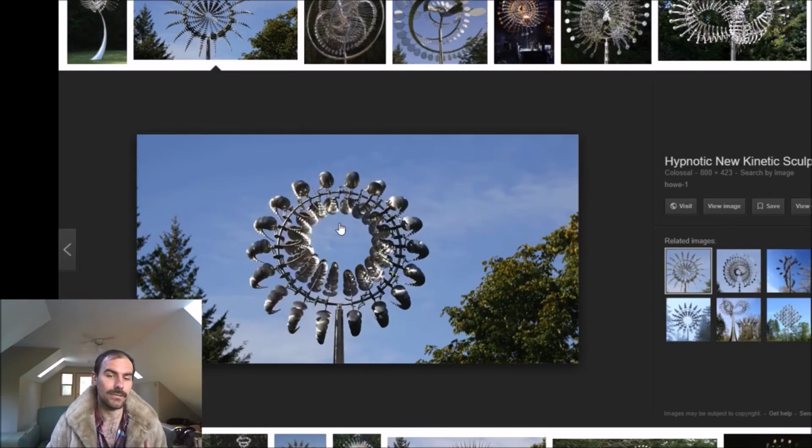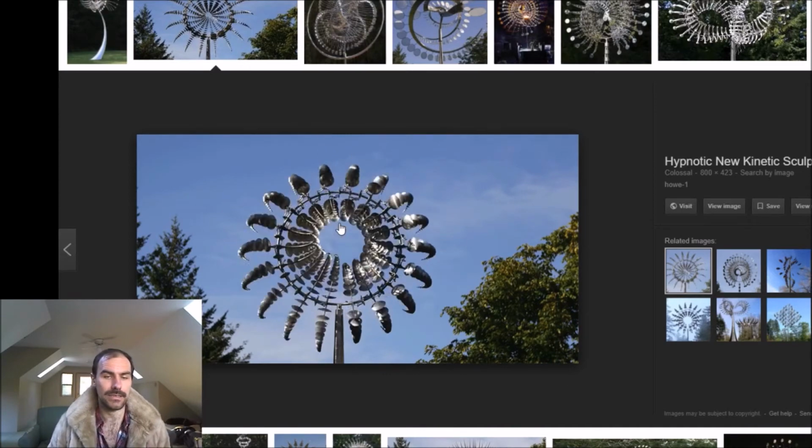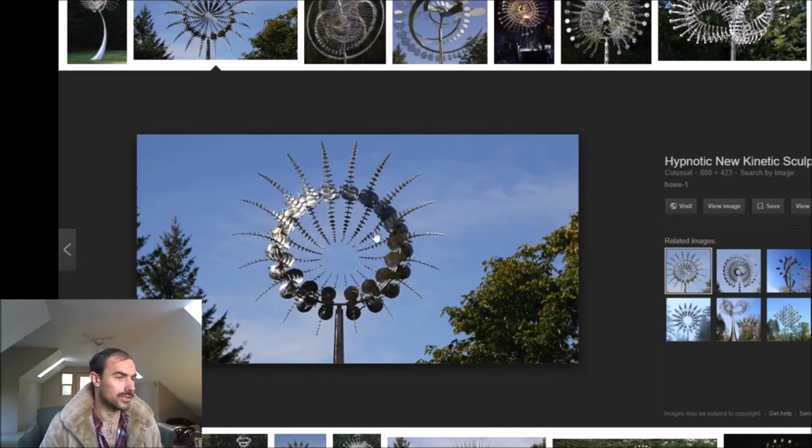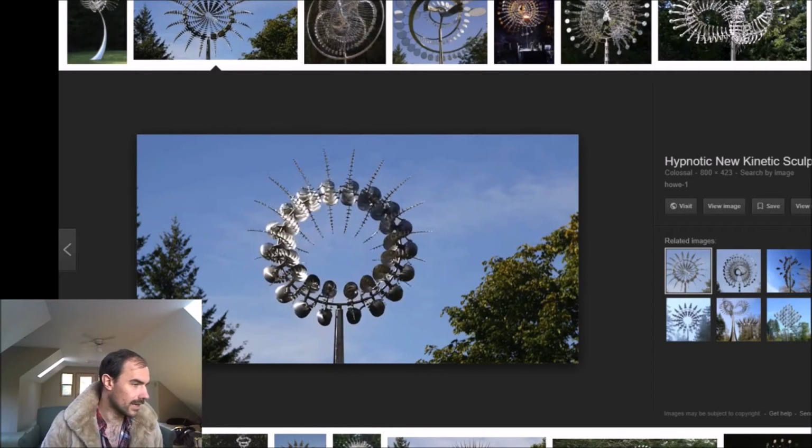So what I did was replace that drive mechanism with angled gears on each individual arm. And so let's look at what I came up with.